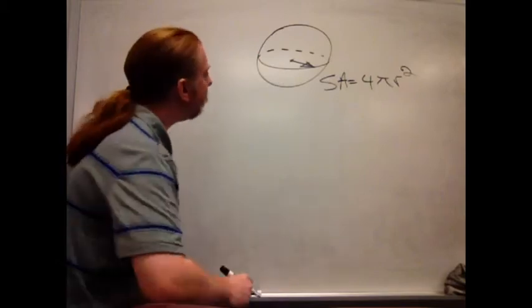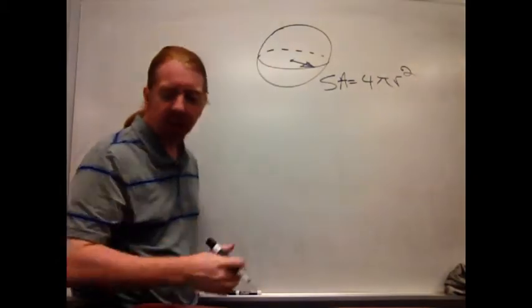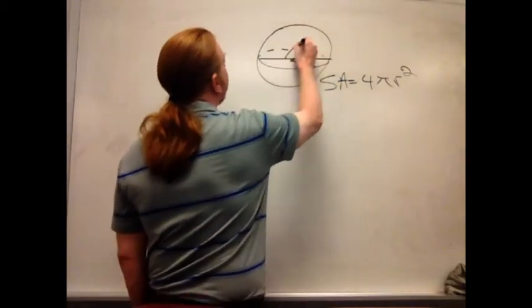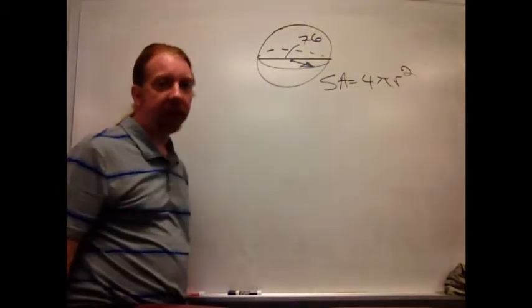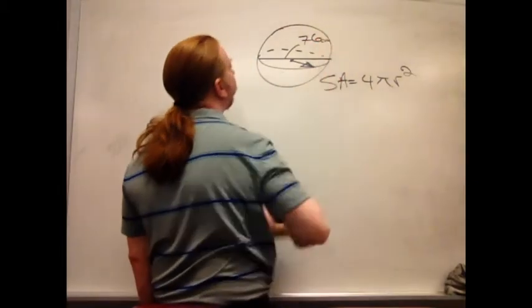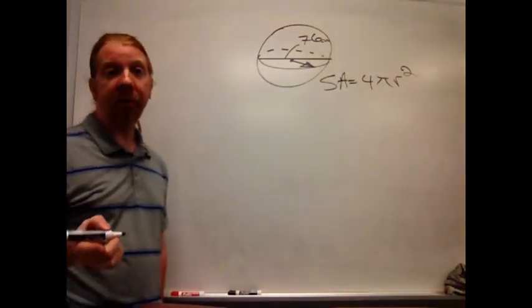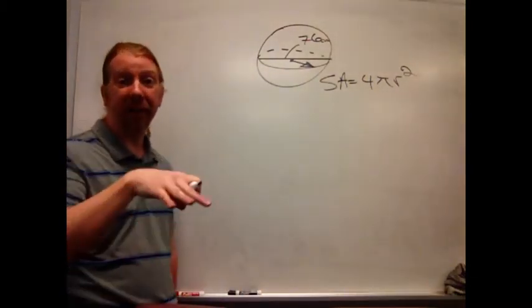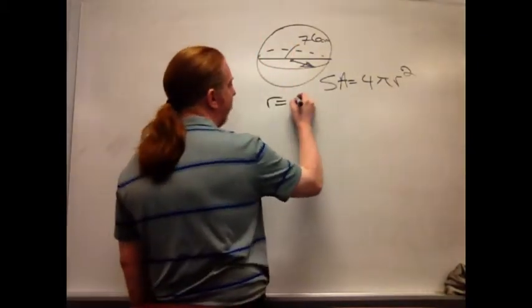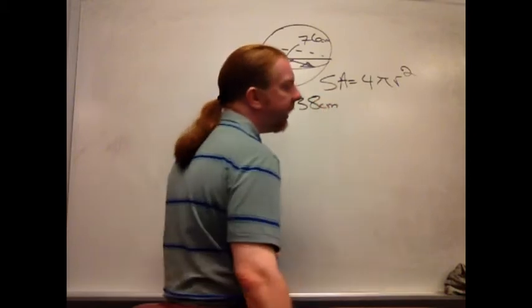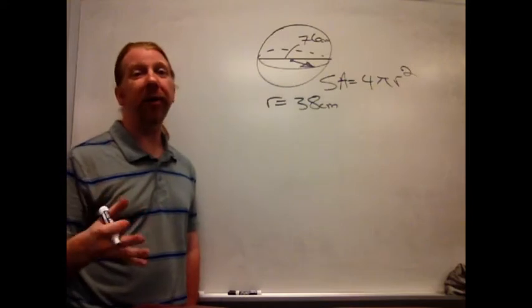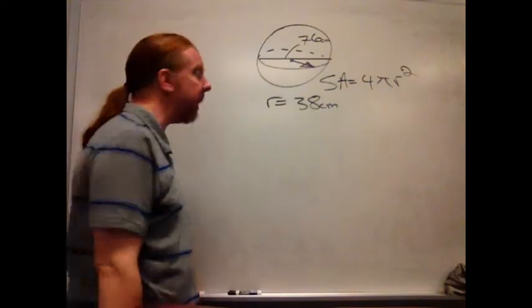Now, let's take a look at a problem. For example, I want the surface area if the diameter is given as 76. And let's get some units on there, centimeters. Now, since the diameter is provided as 76, I have to boil that back down to get a radius. So I take half of that, I get a radius of 38 centimeters. Remember, radius, half diameter. Always watch diameter versus radius. It's the single most common mistake students make on these problems.